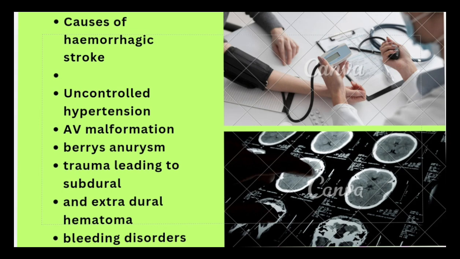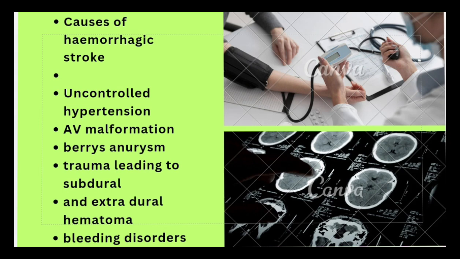The most common cause in older people or middle-aged people is uncontrolled hypertension. Then in youngsters it can be AV malformation, aneurysms, and trauma that can lead to subdural or extradural hematoma. Then there can be bleeding disorders, congenital and acquired, because of decreased platelet count, DIC, or liver disorders. They can also produce these intracerebral hemorrhages.